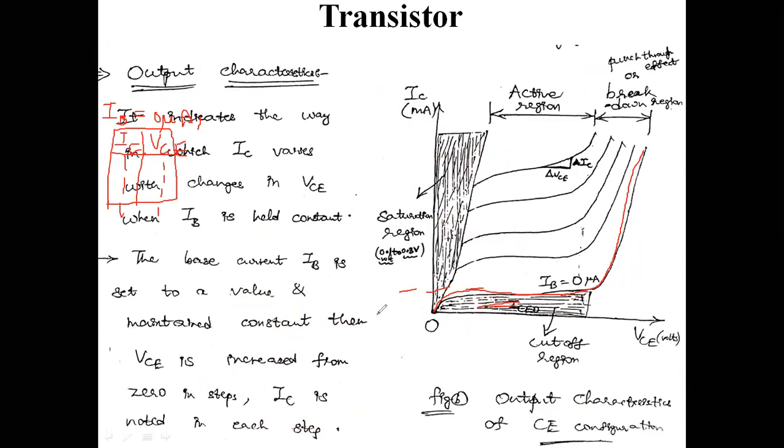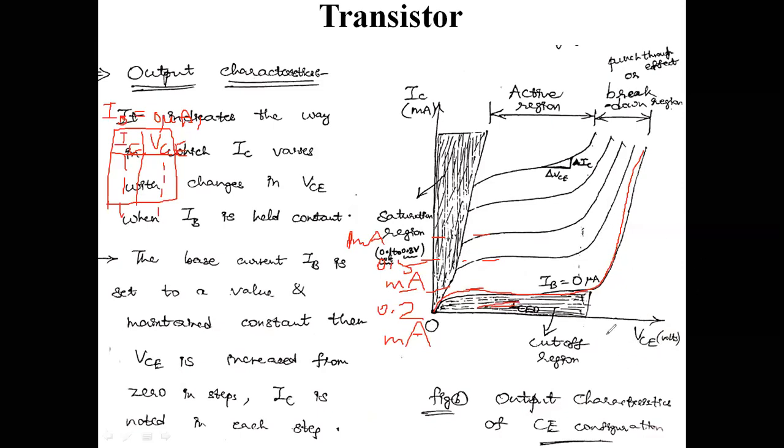That is in the range of 0.2 milliamps initially. Thereafter, I may obtain some 0.5 milliamperes, like that, and it may be some 1 milliampere. This is a different set of readings. The constant flow of current may be 0.2 to 0.5, 0.1 milliamperes, like that. Then VCE is increased further.